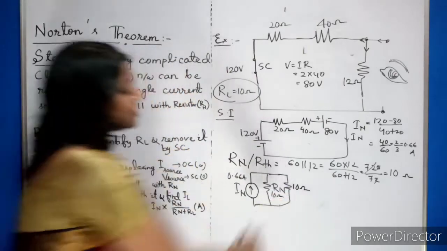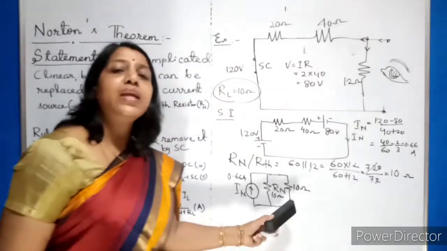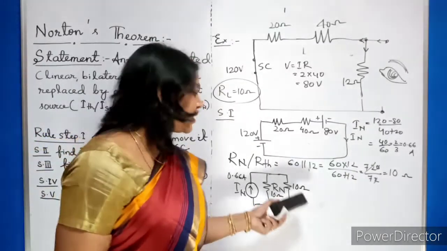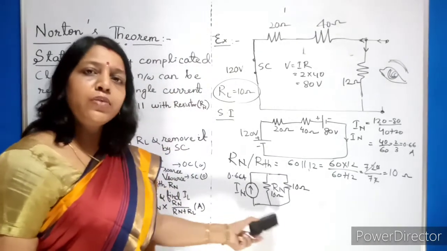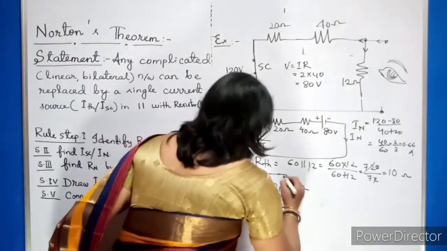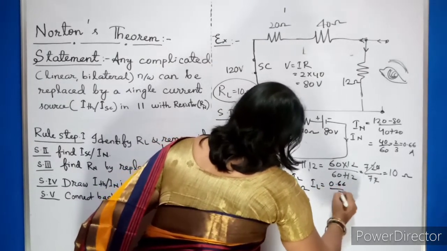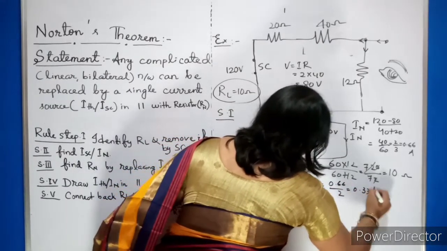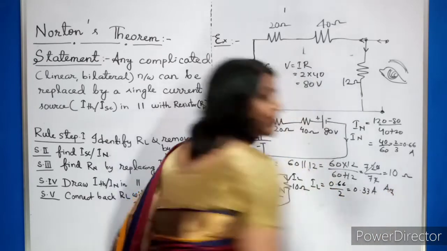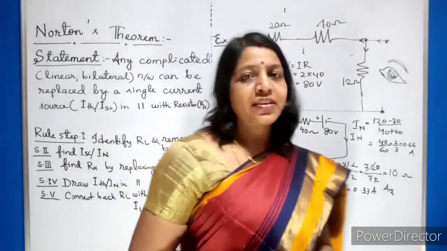Now you see both the resistors are the same, so the current will be equally divided. You can apply the current division rule, but there is no necessity here. Directly it will be divided equally. So now what is your IL? IL will be divided equally, so 0.33 amps. This is your answer. So simple, right?